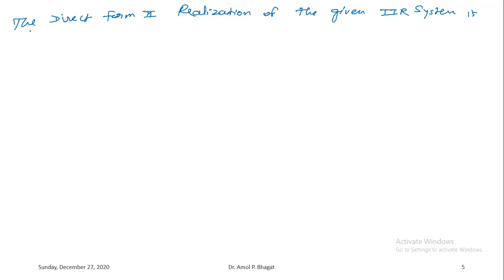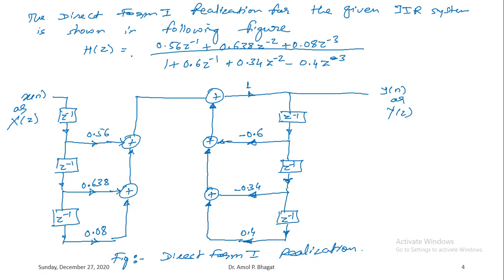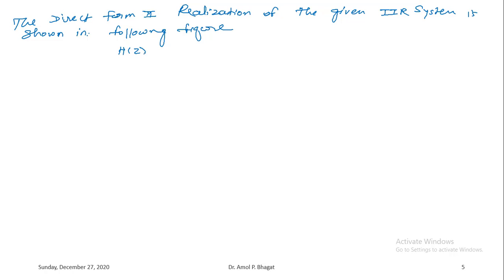So let's try to draw this direct form 2 realization for the given IIR system. The direct form 2 realization of the given IIR system is shown in the following figure.